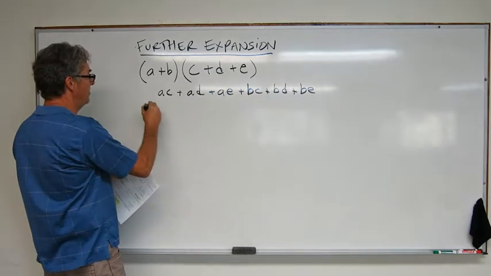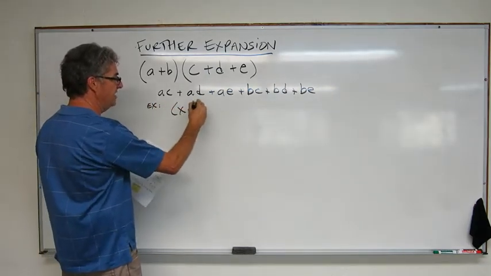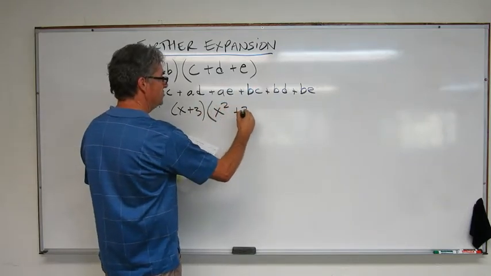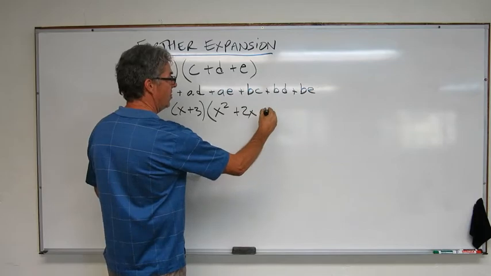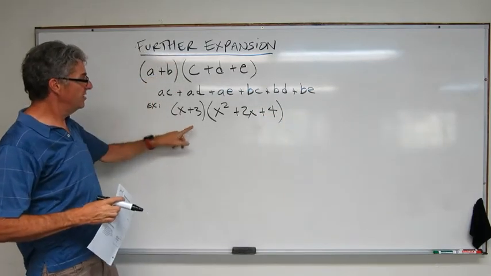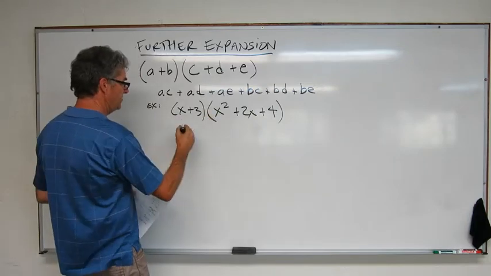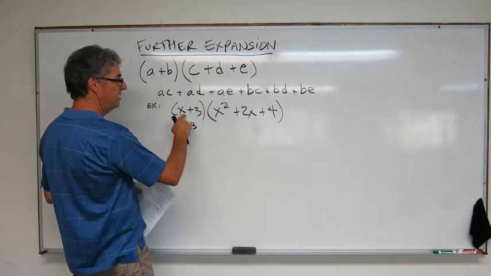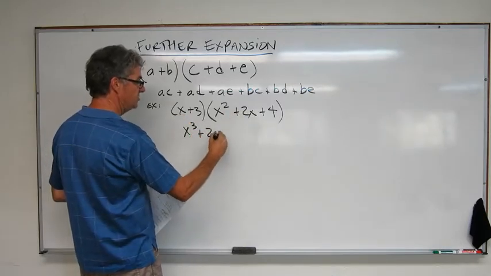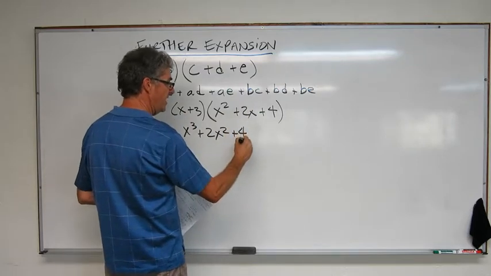For example, (x + 3) times (x squared + 2x + 4). I'm just going to do the same thing I did here with this one. So x times x squared gives me x to the third. Then I do x times 2x, so that gives me plus 2x squared. Then I do x times 4, so that's 4x.